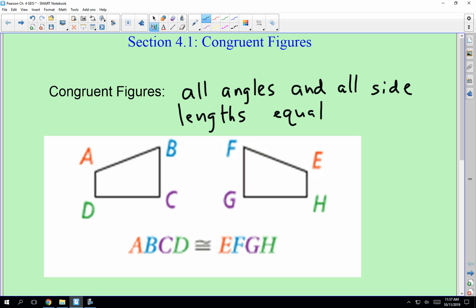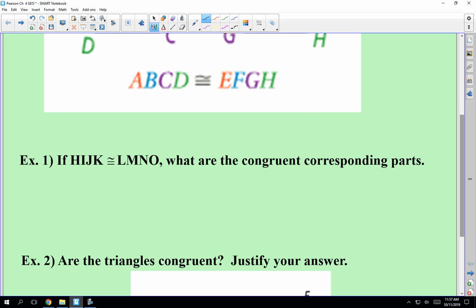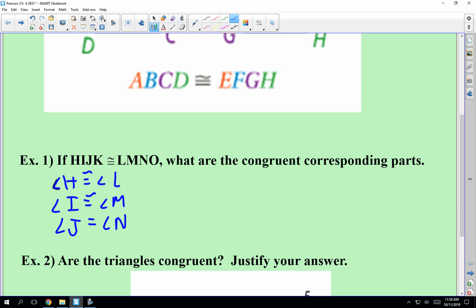All right. So going on to the next, with that in mind, it says if HIJK is congruent to LMNO, and there's no picture here, what are the congruent corresponding parts? So we would say angle H is congruent to angle L, angle I is congruent to angle M, angle J is congruent to angle N, and angle K is congruent to angle O. Those are the four corresponding congruent angles. There's no shortcut on this, sorry. That's the way it goes.